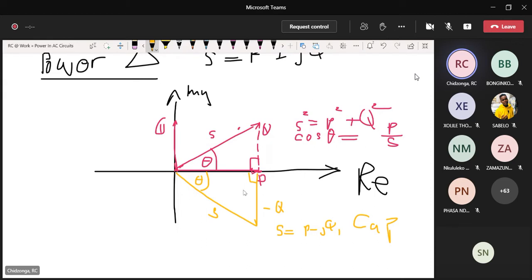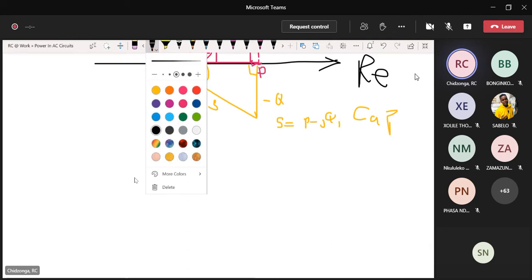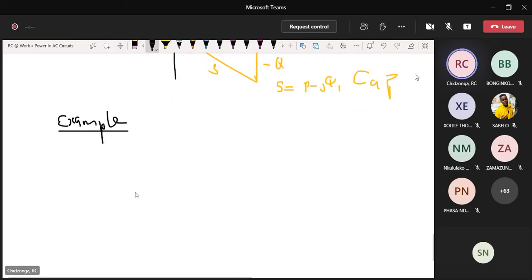All right? Now, let me close by a small example. All right? Let's say a small example here. Example. All right. Let's see if we can find a nice example.